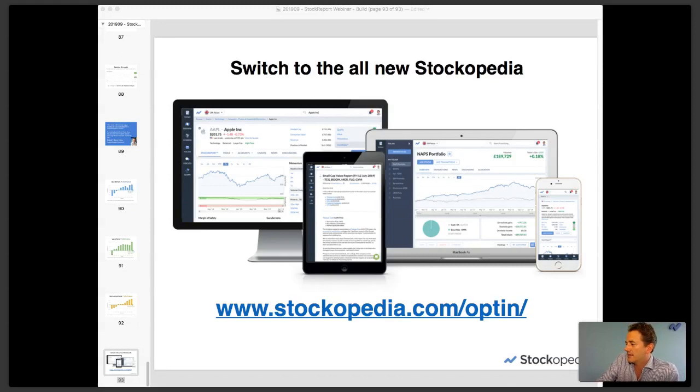Bajaj Auto. You don't have a search bar on your Learn section. Okay.